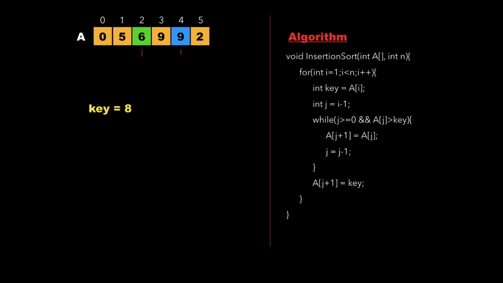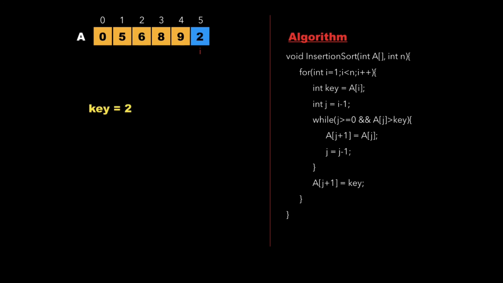Now we can see that j is greater than 0, but the value a of j, which is 6, is not greater than key. Therefore, we exit the while loop and update the value of a of j plus 1 as 8. That is, the value 8 is inserted at the correct position. Then we increment the value of i.